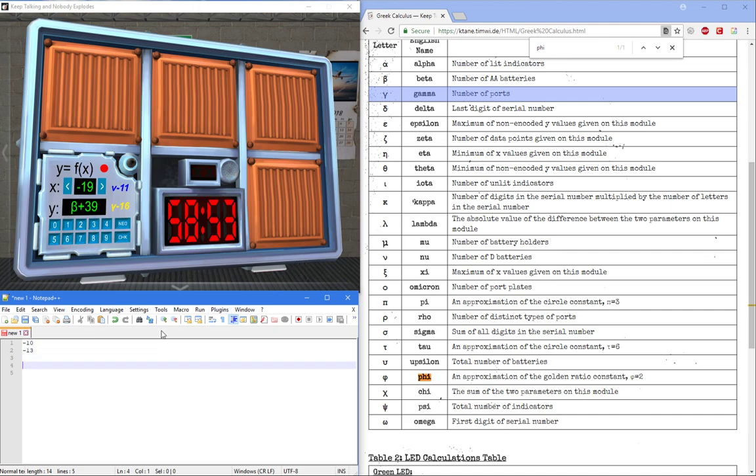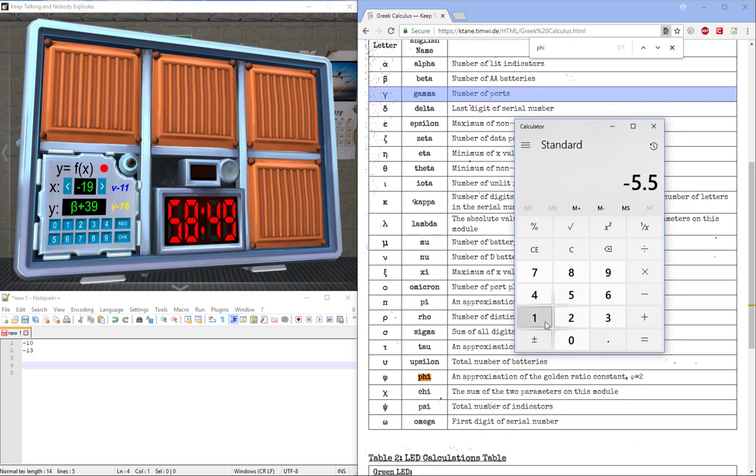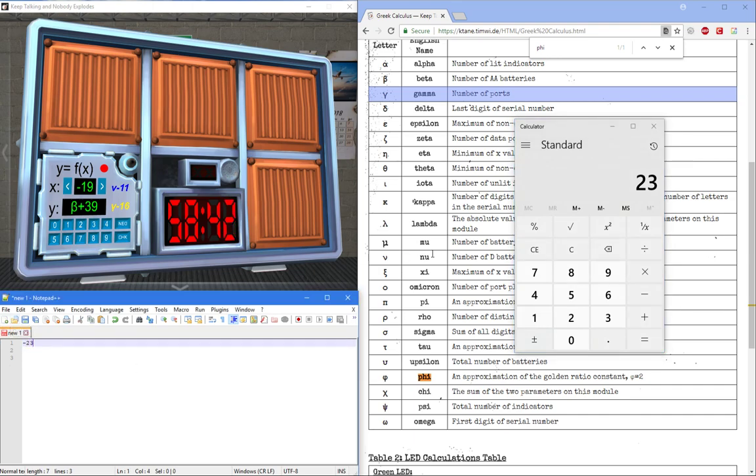So then we take an average of these two. So 10 plus 13 is going to give us a negative 23. Then we got to divide it by 2. This gives us negative 11.5.